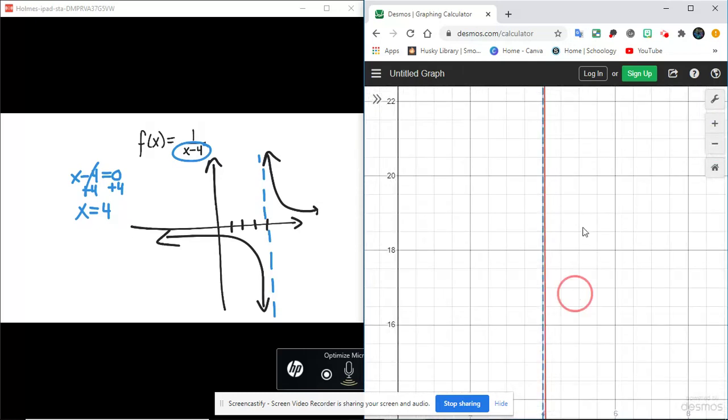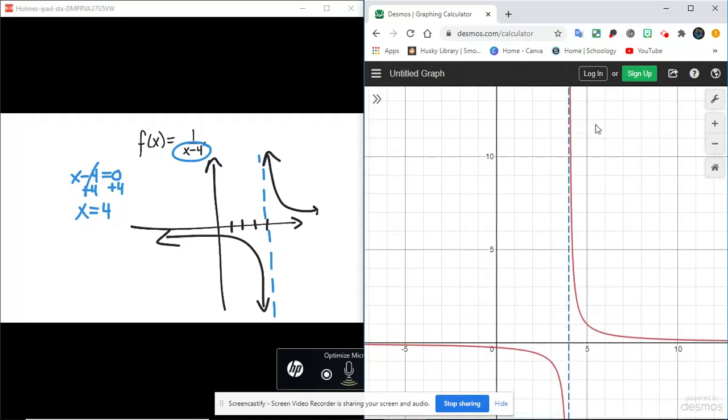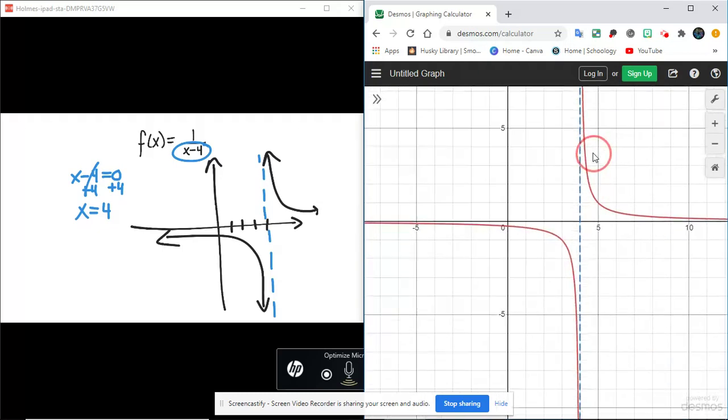And that's really what this vertical asymptote is. The function is going to try to touch or approach this number. It's going to try to get to 4, but it'll never actually get there because at 4, it doesn't exist. Okay, so here's an example with one vertical asymptote. Let's try one with two vertical asymptotes.